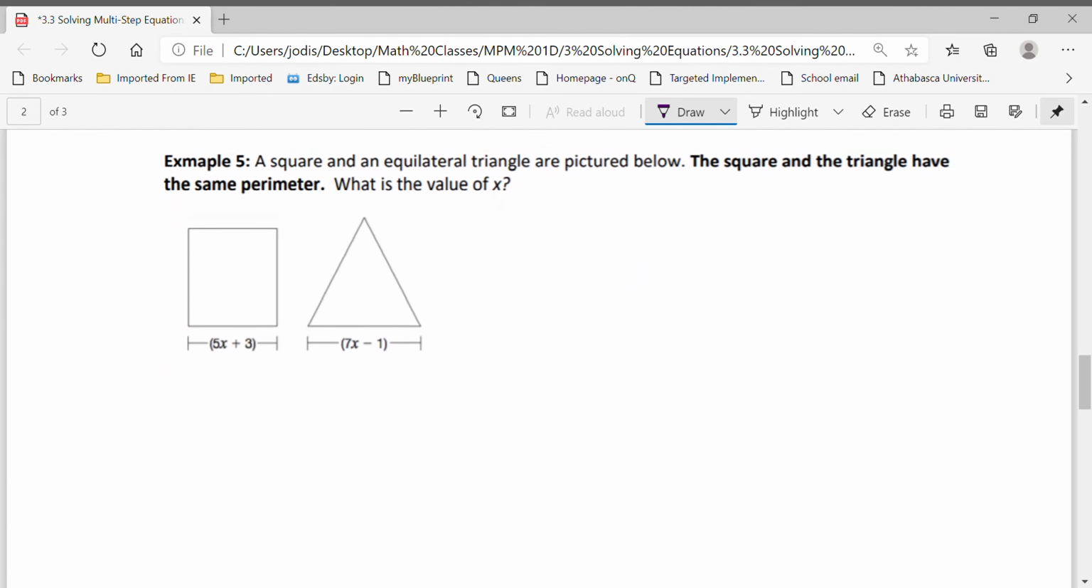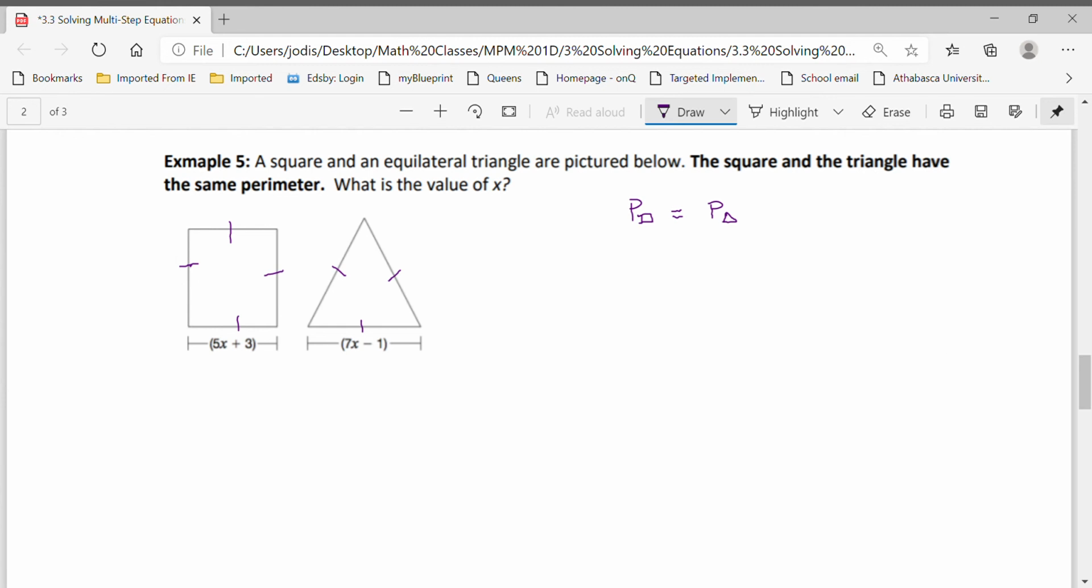All right. So for this one, we've got a square and an equilateral triangle. Now, in case you don't remember what an equilateral triangle is, that means that all the sides are the same, just like in a square, right? So the square and the triangle have the same perimeter. So what they want to know is what the value of x is. So what they're telling us is that the perimeter for the square equals the perimeter for the triangle.